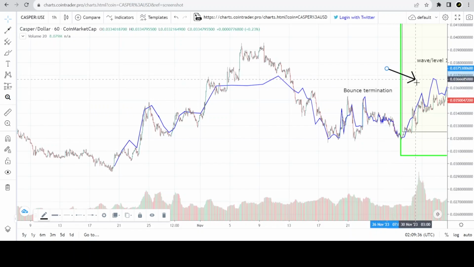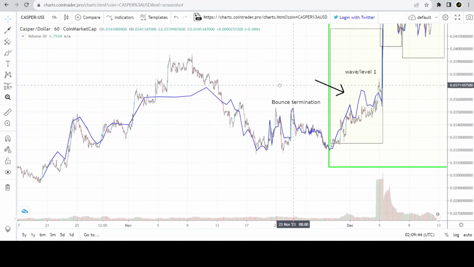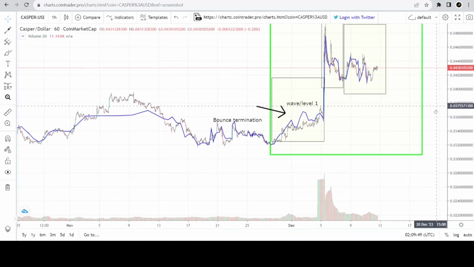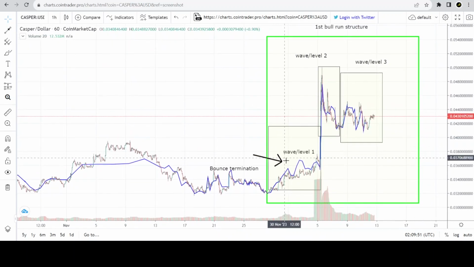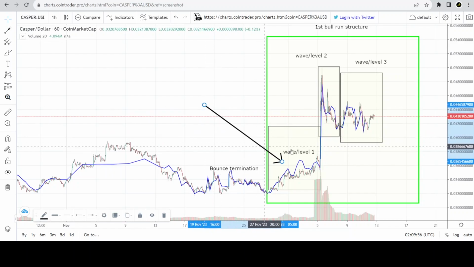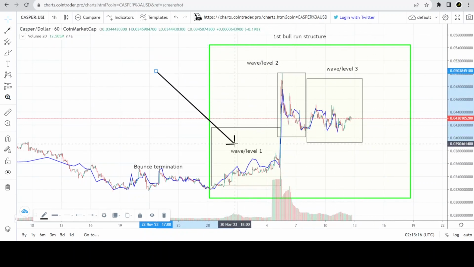Now, what is this over here? So this is officially opening up a new chapter in the Casper structure. What you are seeing here is the very first time I'm showing this on my YouTube channel. Allow me to explain what this is. I'm going to jump back to the large bull run that took place in the beginning, because that is the most defined.